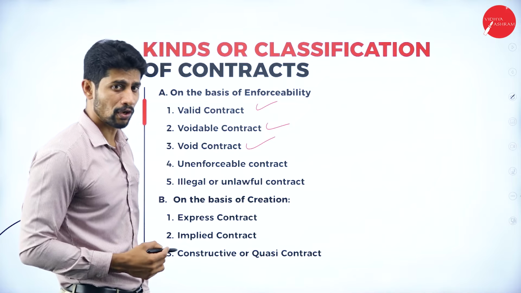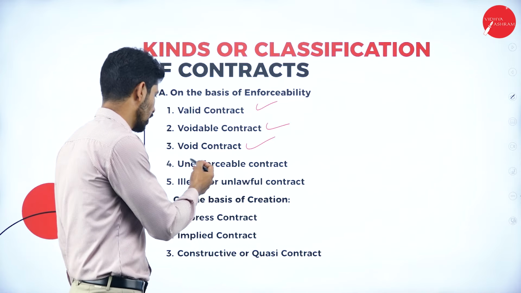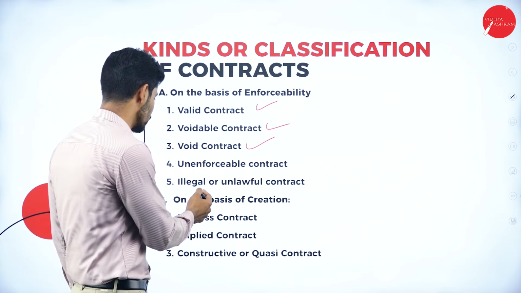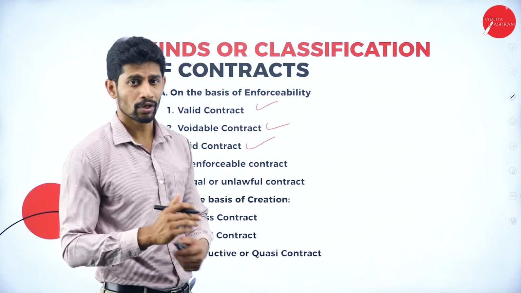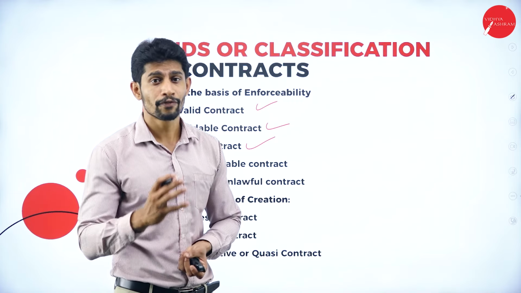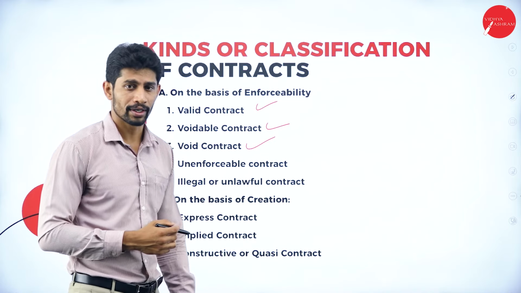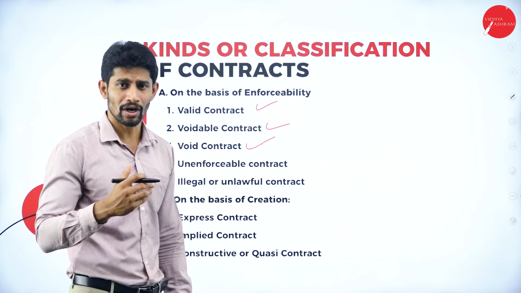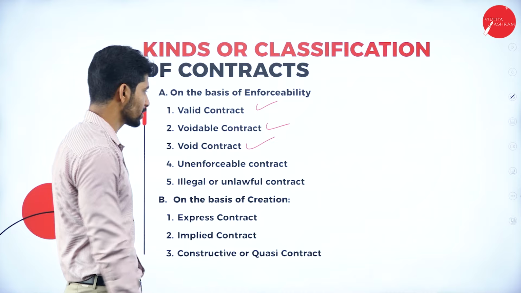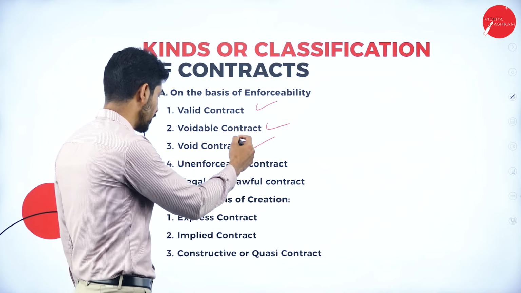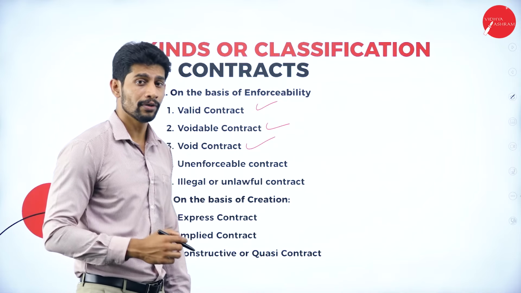First one is valid contract. Second one is voidable contract. Third one, void contract. Next, enforceable contract. And the last one is illegal or unlawful contract. So what is this illegal or unlawful? Where we are not following the rules and regulations which are formed by the Indian Contract Act. That is called illegal or unlawful contract. So these 5 are classified on the basis of enforceability: valid contract, voidable contract, void contract, unenforceable contract, and illegal or unlawful contract.